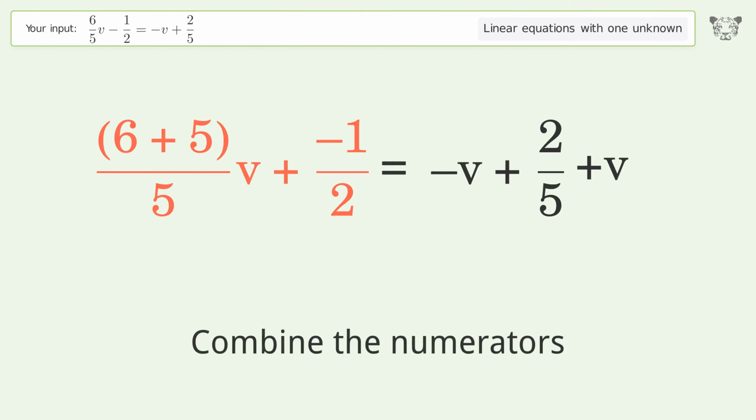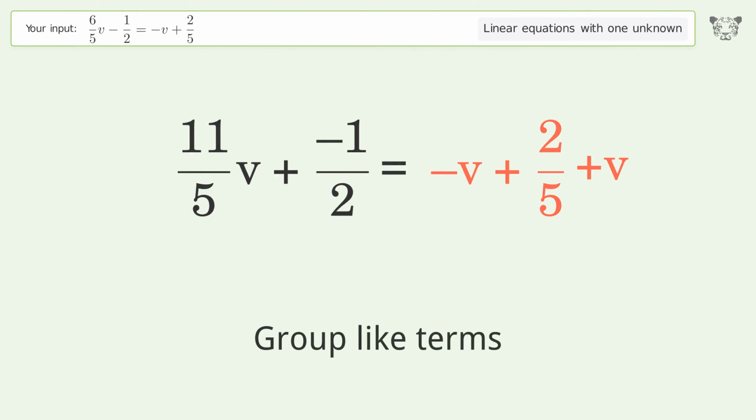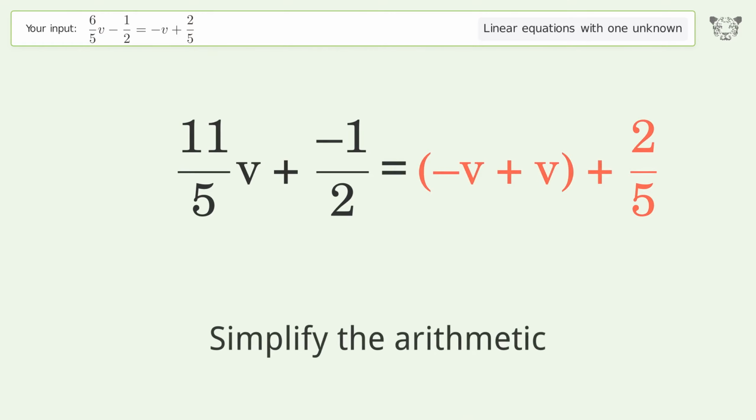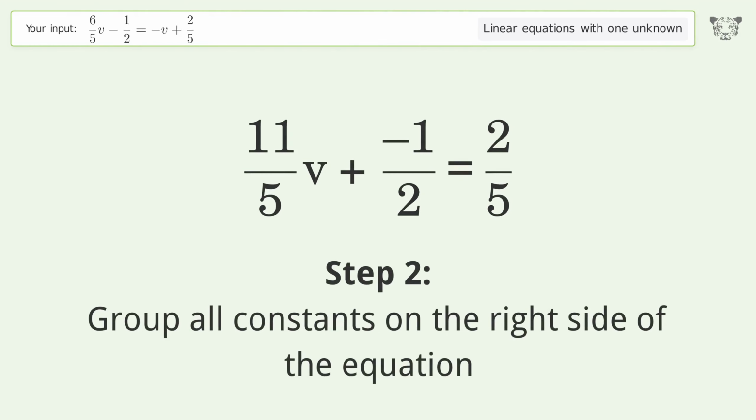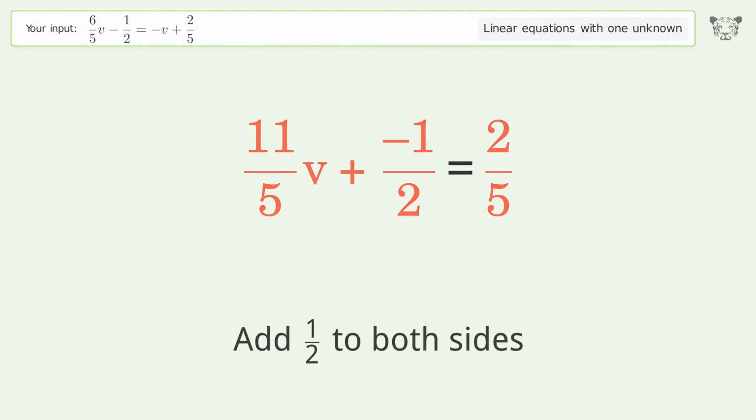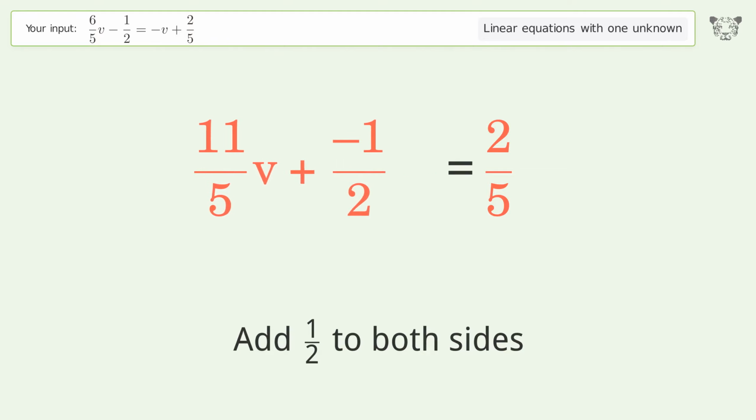Combine the numerators. Group like terms. Simplify the arithmetic. Group all constants on the right side of the equation. Add 1/2 to both sides.